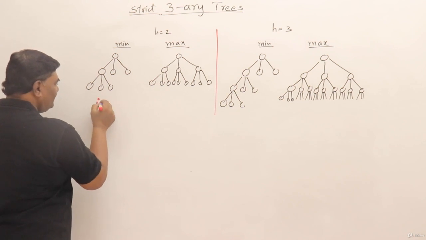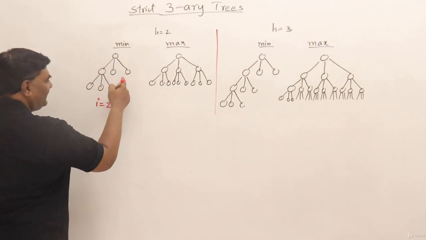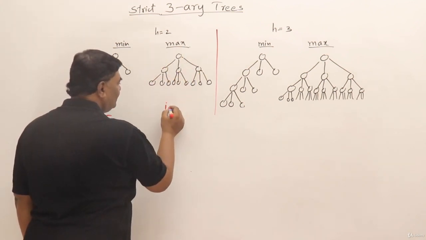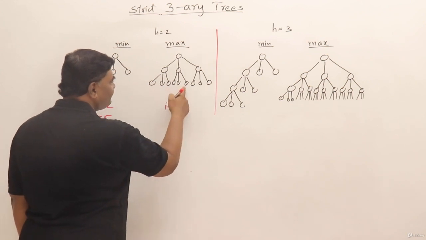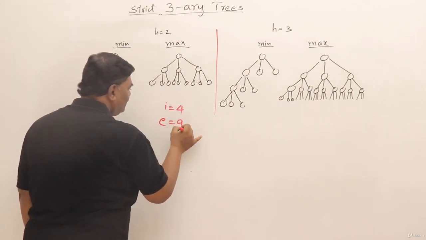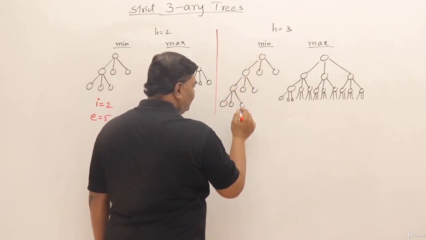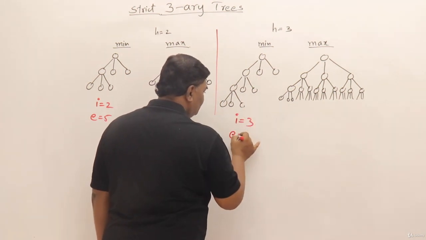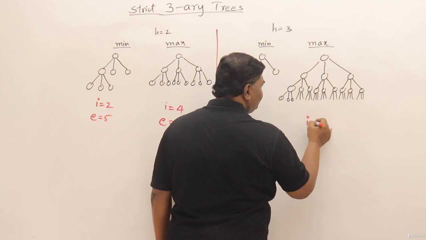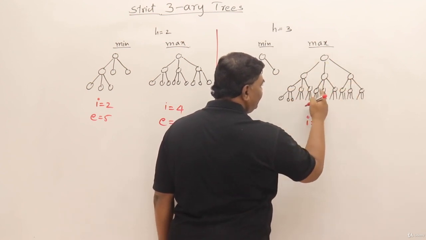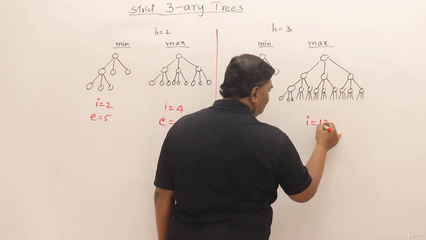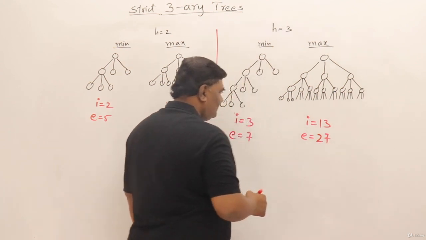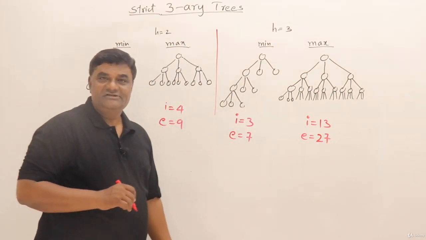1, 2. Internal nodes are 2. External nodes 1, 2, 3, 4, 5. Internal nodes 1, 2, 3, 4. External nodes 1, 2, 3, 4, 5, 6, 7, 8, 9. Internal nodes 1, 2, 3. External nodes 3, 4, 5, 6, 7. Then internal nodes here 1, 2, 3, 4, 5, 6, 7, 8, 9, 10, 11, 12, 13. External nodes, these are 3 power 3, that is 27. So can you find any pattern or the relationship between the values?